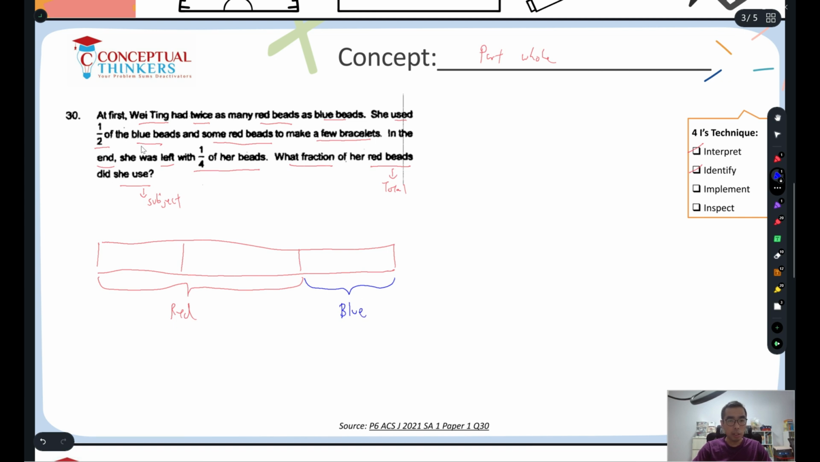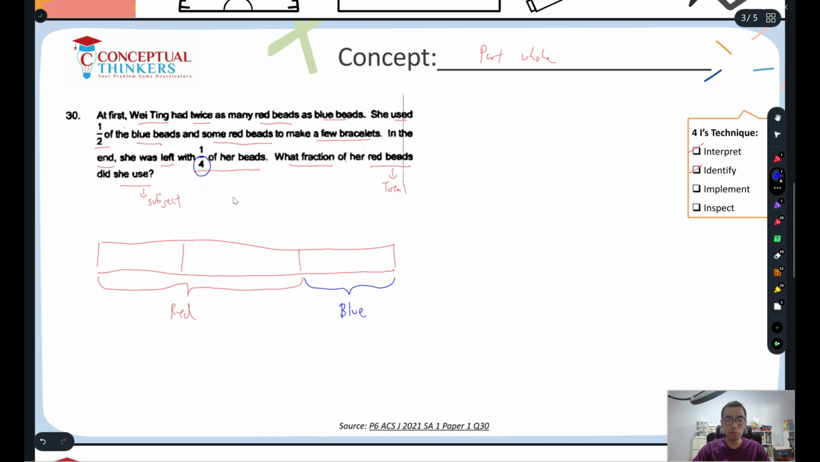Okay, now there are a few things we have to take note of. We have this fraction here, which is half of the blue. Then we also know that she was left with 1/4 of her beads. This is talking about the total number of beads. For me to draw this in a way that is easy to visualize, first, if you look at the total number of units at the start, it's actually 3 units. But in the end, they mentioned 4, because this is the denominator.